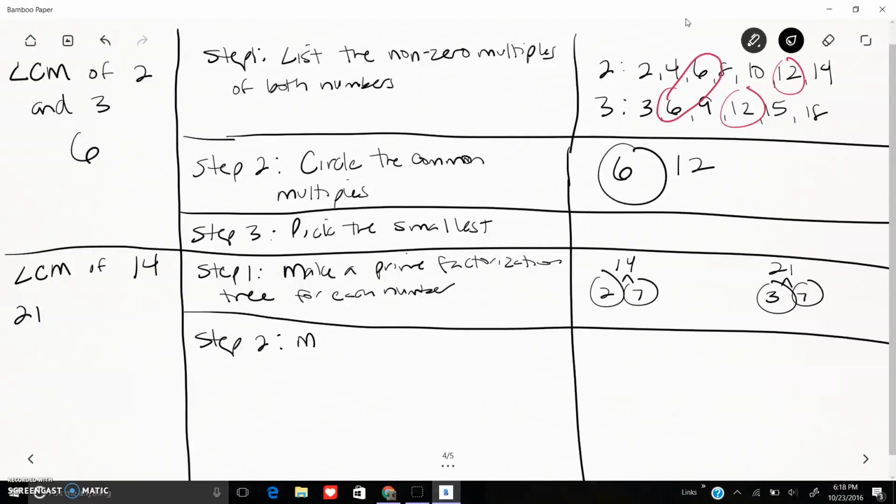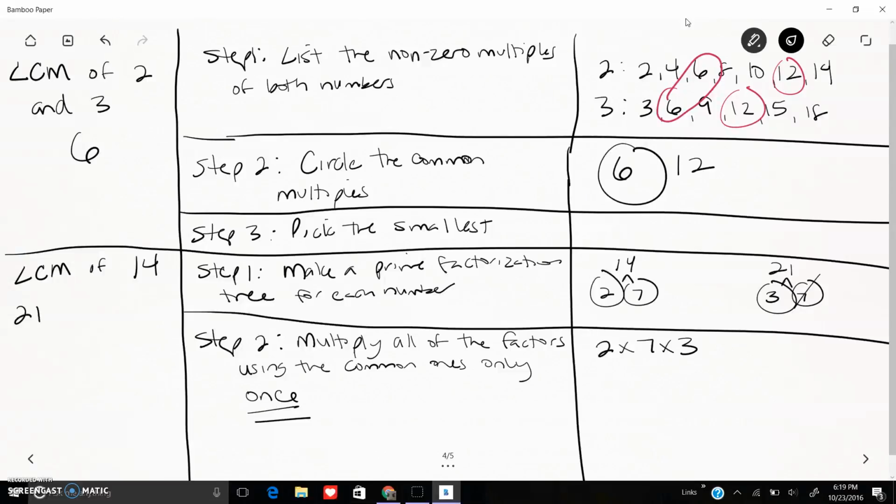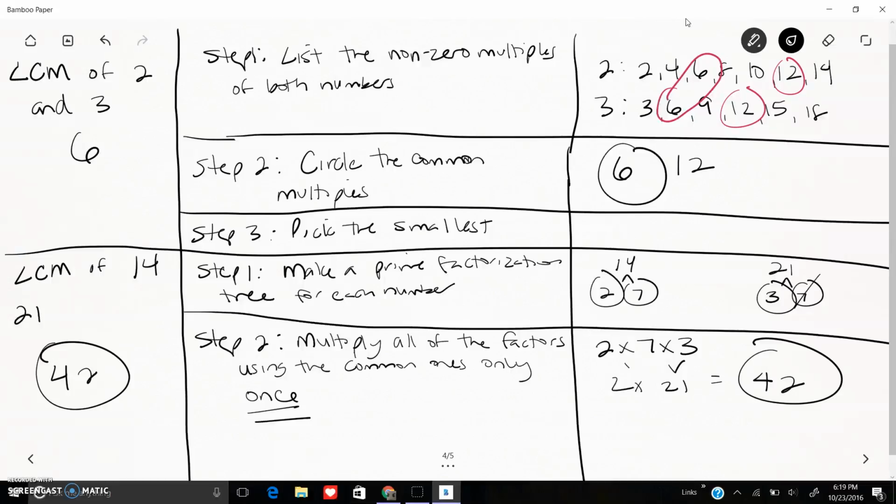is multiply the factors. Let's clarify that. Multiply all the factors using the common ones only once. All right, so I have 2 times 7 times 3, and I can't use the 7 again because that's the common one. So 2 times 7 times 3, I want to go 7 times 3 is 21, times 2 gives me 42. So my least common multiple of 14 and 21 is 42.